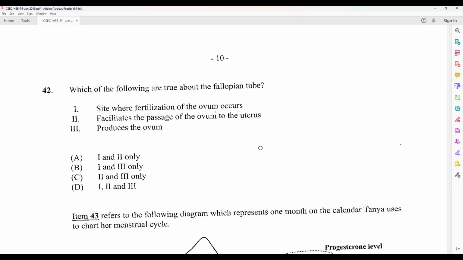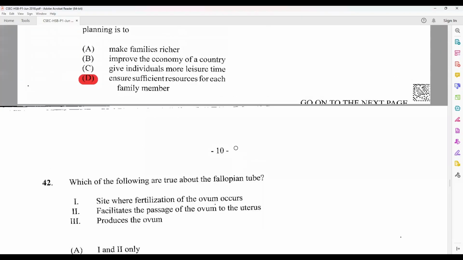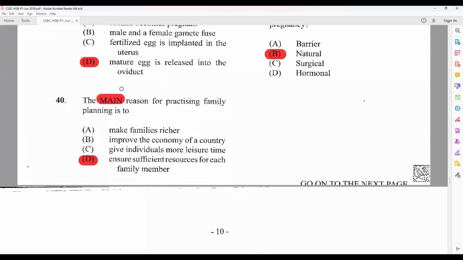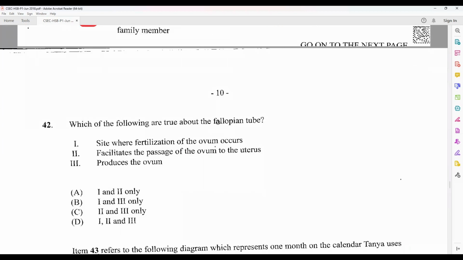Which of the following are true about the fallopian tubes? Remember, I told you fallopian tubes and oviduct are the same. Look, they use the word oviduct up there, and down here they use the word fallopian tube. So they can use both words.